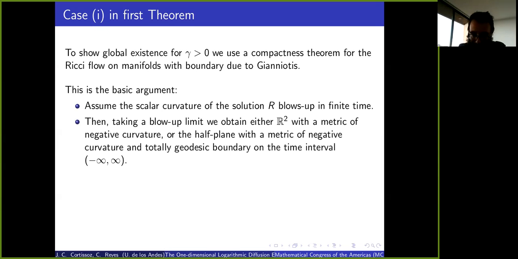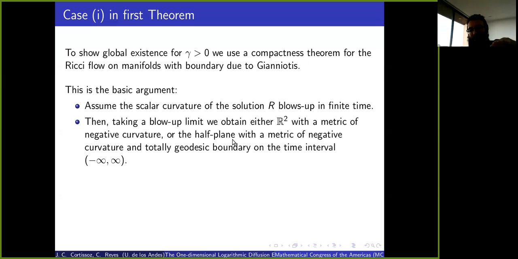Sorry, I'm not more explicit here, but then you take what is called a blow-up limit. You have to use Gromov-Hausdorff convergence, derivative estimates on the Ricci flow, and so on. But in the end, you produce a blow-up limit. And when you do that blow-up limit, starting from the cylinder, you end up with something that is R2 with a metric of negative curvature. Remember that this Ricci flow has negative curvature, or a half plane because it might have boundary. The case of R2 is the case that happens when you blow up and you end up without the boundary. But you might end up with the boundary, and in this case you get a half plane.